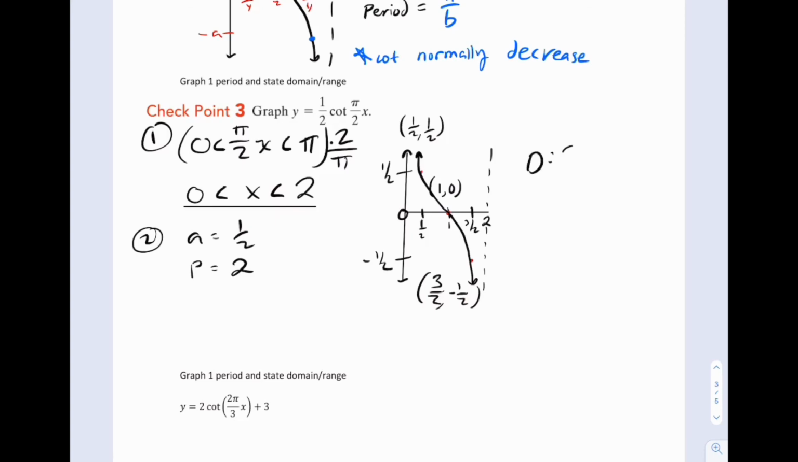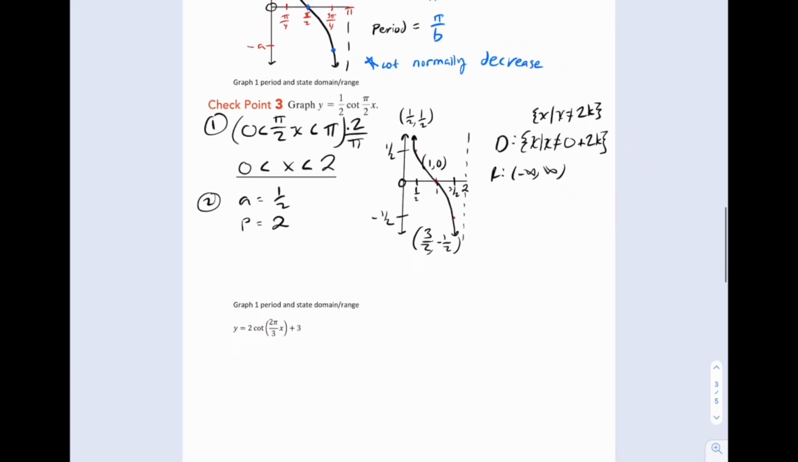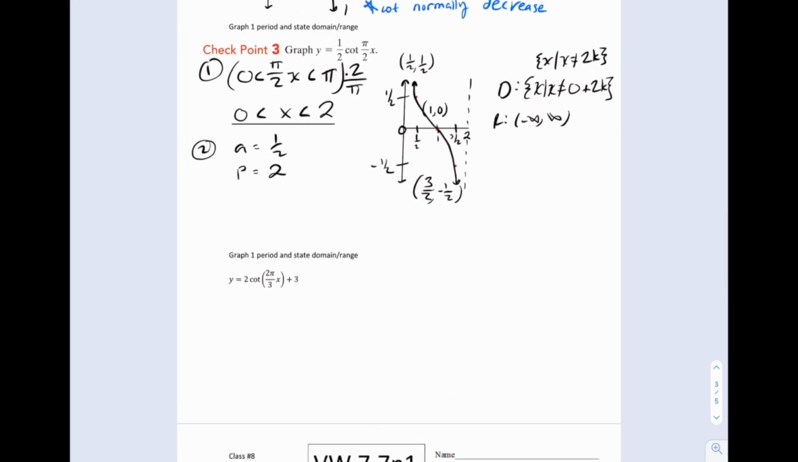Our domain is all x such that x cannot be. Some people like to write 0 and then put plus the period k, so 0 plus 2k. Clearly you don't need to write that. You could have written this, x such that x cannot be 2k. And the range is going to be everything. So the range for these is quite easy. Let's try one more.